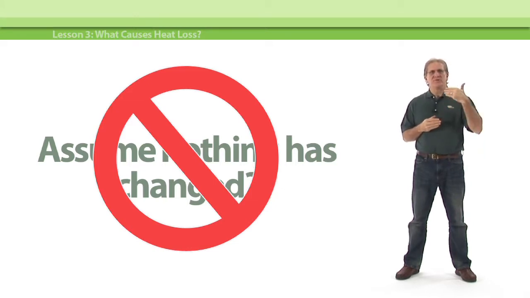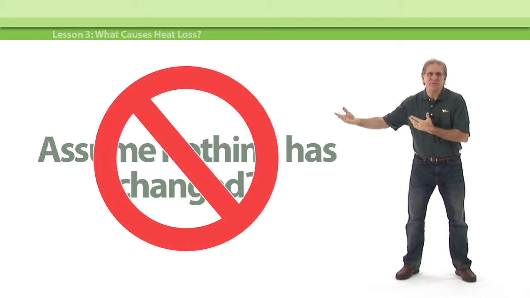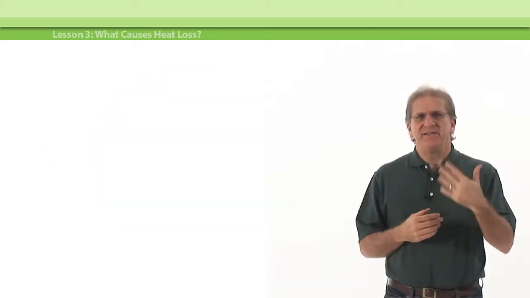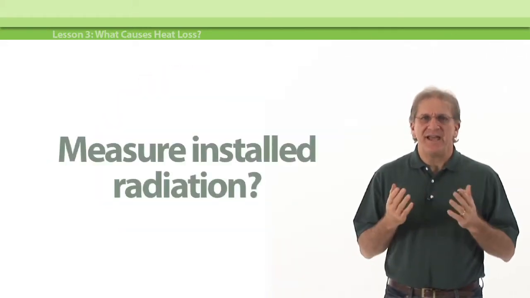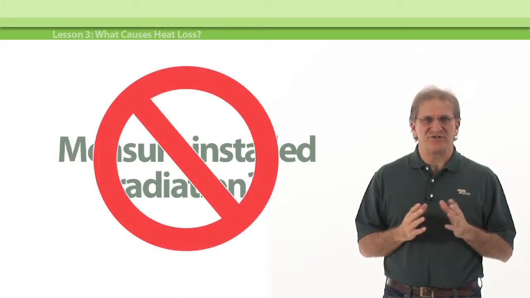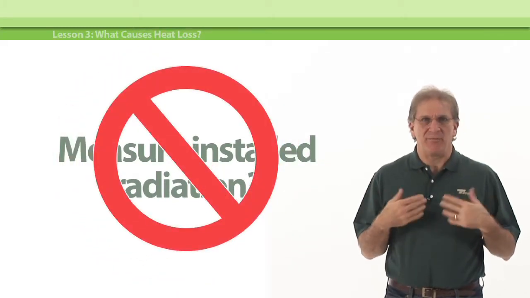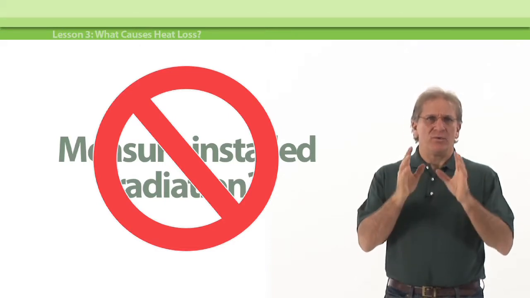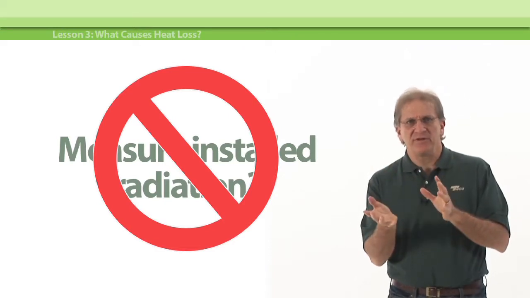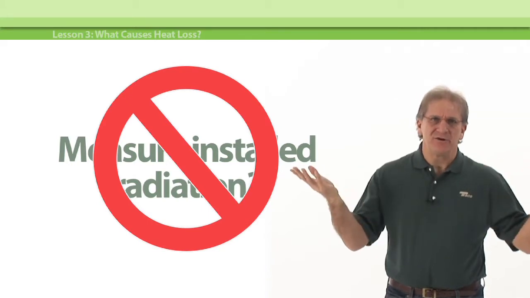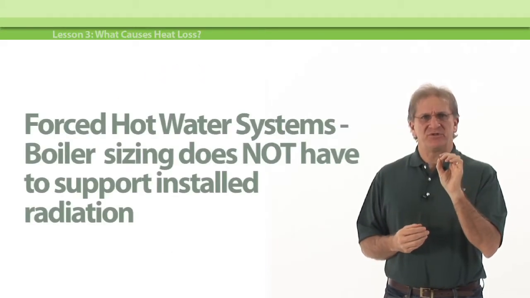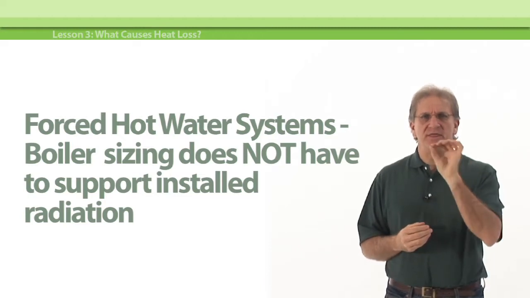And the homeowner may have upgraded windows, may have added insulation, they may have added a room, you don't know, but you're assuming nothing's changed. In addition, measuring the amount of installed radiation does not reflect the heat loss of the structure. All that tells you is how much radiation was originally installed. You have no way of knowing whether the original installer did the math properly or whether he winged it and oversized.